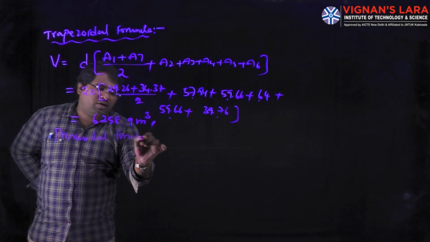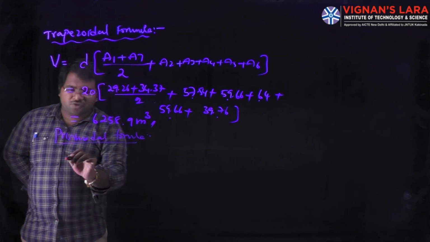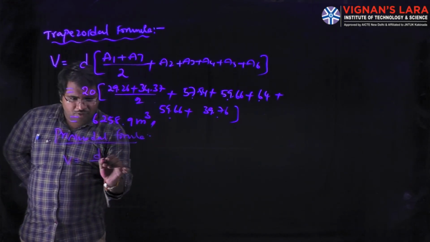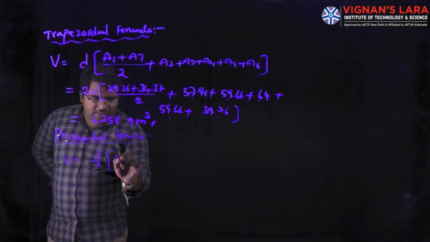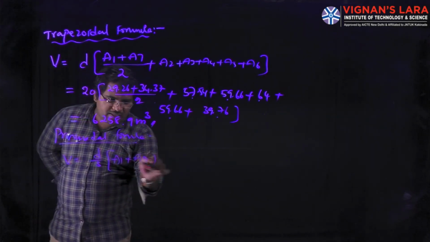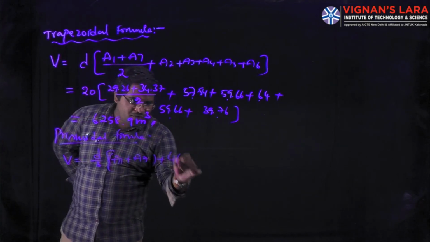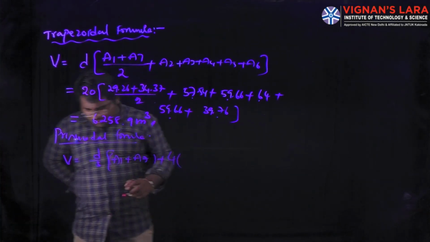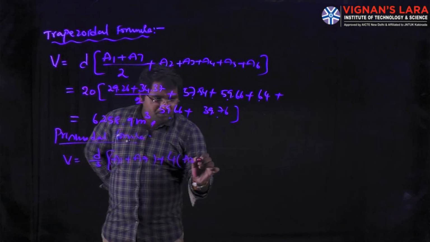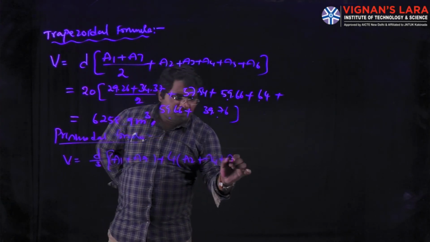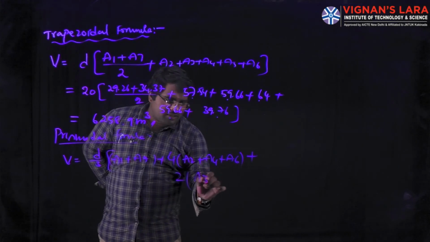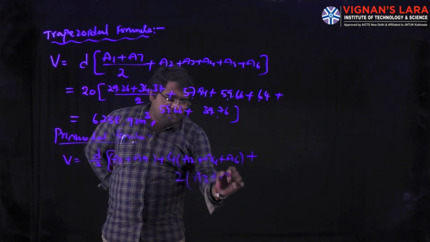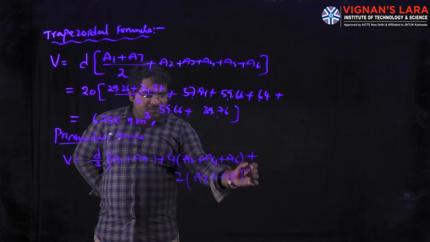Next, secondly, we are going to calculate the volume using the prismoidal formula. According to this, V equals D by 3 into the first ordinate plus the last ordinate, that is A1 plus A7, plus 4 into the even ordinates, A2 plus A4 plus A6, plus 2 into the odd areas, A3 plus A5.